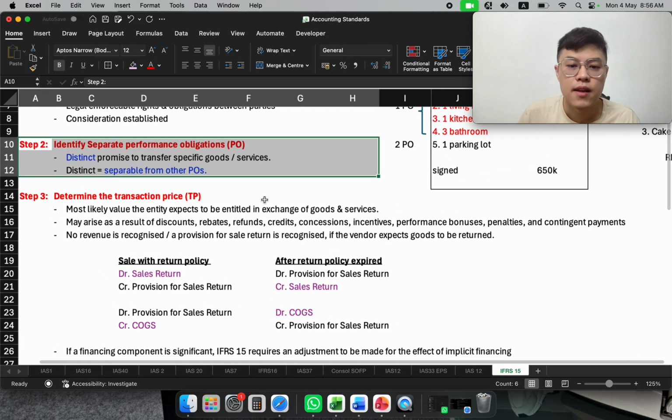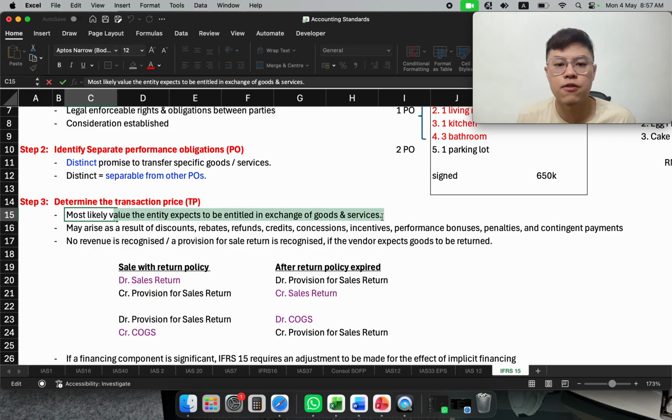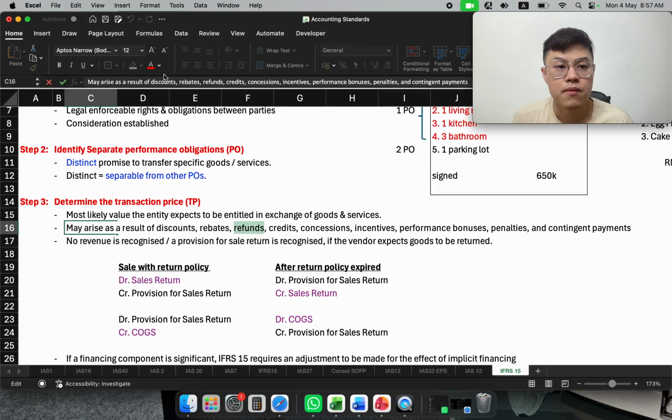Step 3. Step 3 is to determine the transaction price, and this stage can be very easy, but there are certain exceptional items that we will need to remember. This is the amount that the entity expects to receive from the exchange of goods and services, after discount, after rebate, and those other items. And I would like to specifically highlight this word, refunds.